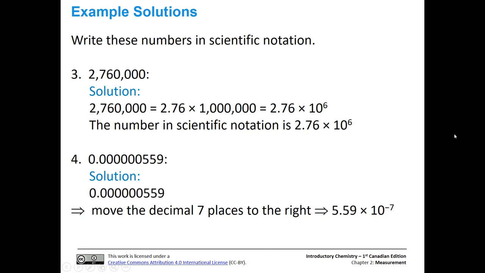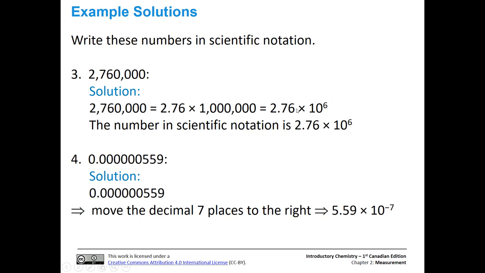All right, 2,760,000. So we're going to do the exact same thing that we did with the previous large number. So I'm going to pretend there's a decimal place here after the last zero. 1, 2, 3, 4, 5, 6. So we're going to have 2.76 times 10 to the 6. So I moved it 6 places. 1, 2, 3, 4, 5, 6.